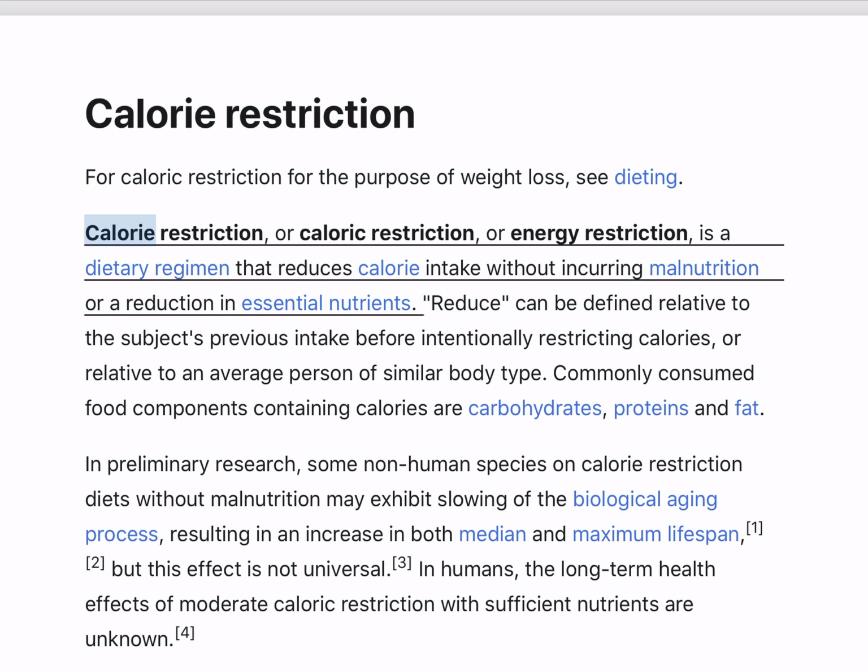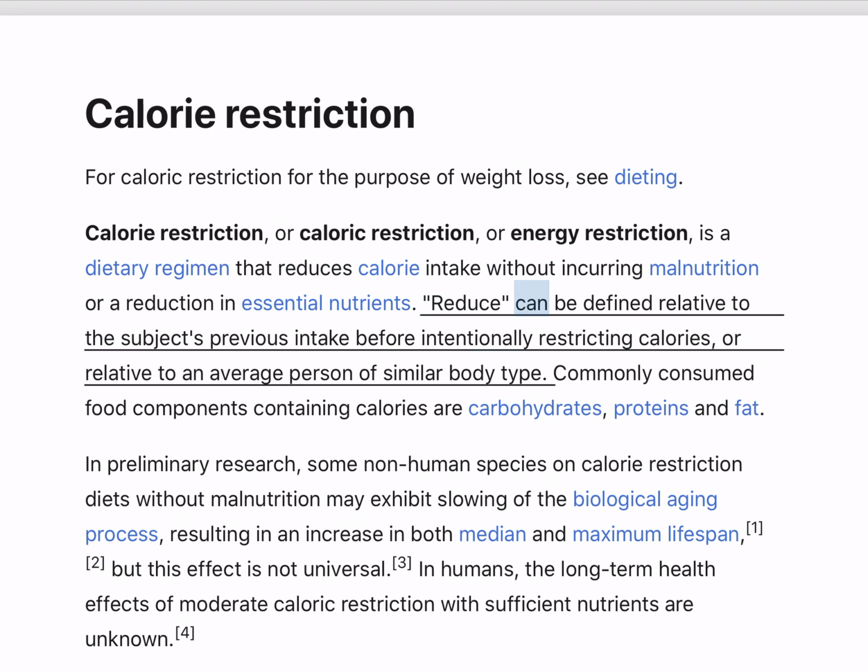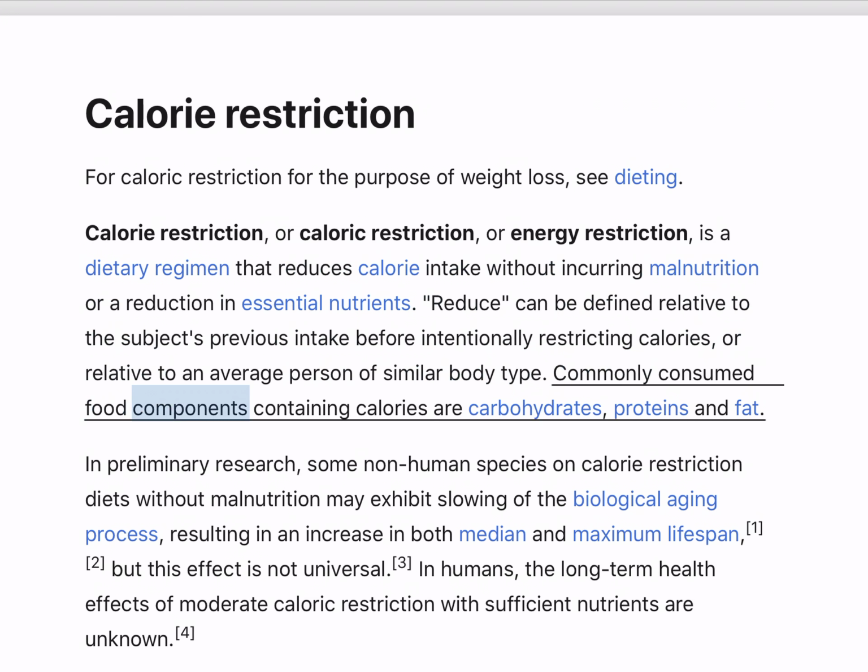See dieting. Calorie restriction, or caloric restriction, or energy restriction, is a dietary regimen that reduces calorie intake without incurring malnutrition or a reduction in essential nutrients. Reduced can be defined relative to the subject's previous intake before intentionally restricting calories, or relative to an average person of similar body type. Commonly consumed food components containing calories are carbohydrates, proteins, and fat.